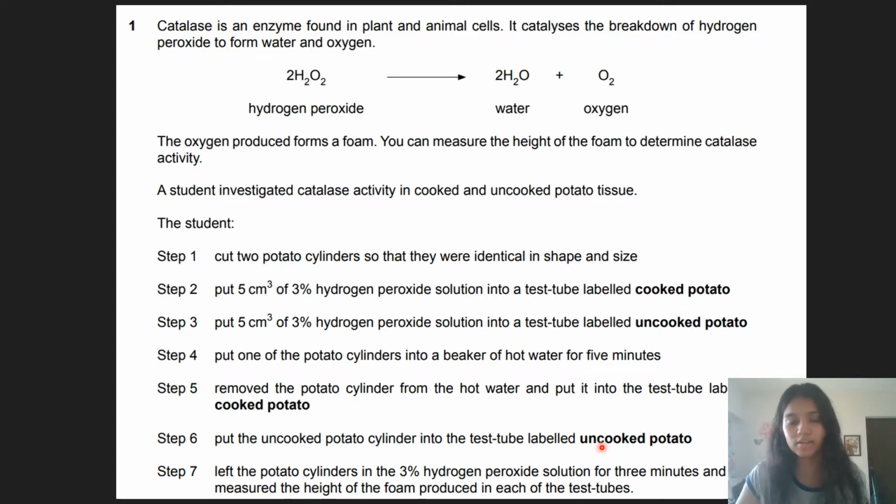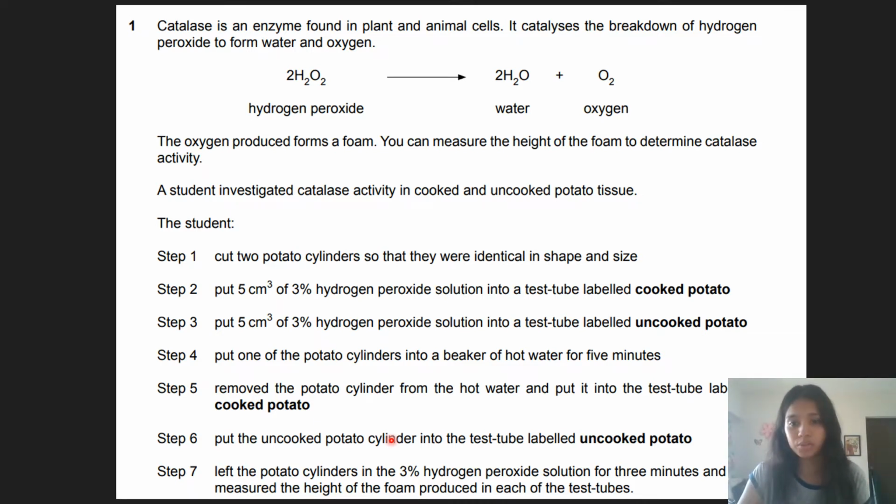So you can differentiate. Already here you can see they've standardized the volume of H2O2 solution as well as the concentration given by 3%. Okay, and then after that we put one of the potato cylinders into a beaker of hot water for 5 minutes. Now this step is to cook one of the cylinders. So when you're putting the cylinder into hot water, as you've seen your parents do when they cook, it's cooking the potato. Okay. Then you remove the potato cylinder from hot water and you put it into the test tube labeled cooked potato.